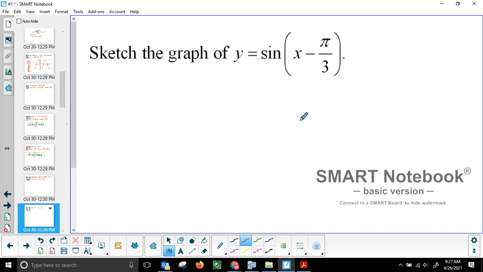All right, so let's sketch the graph of this thing. My A is still 1, right? There's nothing out in front of that sine, so that's my A. B is the number here in front of x. When there's nothing there, that is also 1. And our C, remember it's the opposite of whatever number we see here, so it's just going to be positive pi over 3.